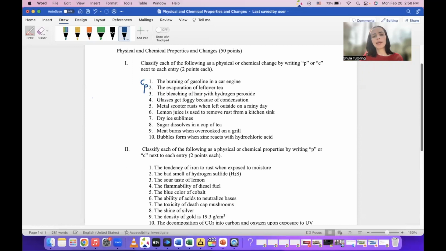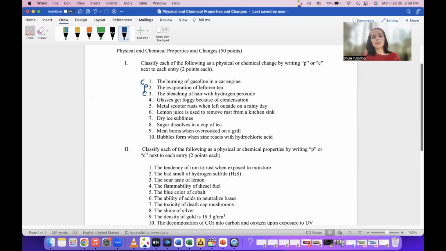The bleaching of hair with hydrogen peroxide. So are we creating a new substance? Is there a chemical change involved? Because if the answer is yes, then it's a chemical change. So when we bleach hair, hydrogen peroxide will actually react with melanin in our hair, and it will change it chemically. So because we are forming another substance, we're changing the nature of that substance. It's a chemical change.